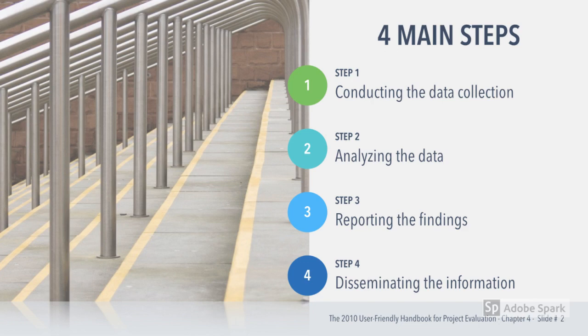In this chapter, we will focus on the evaluation process and the 4 steps after the design has been developed. The first step is conducting the data collection. The second step is analyzing the data. The third step is reporting the findings, and the fourth step is disseminating the information.